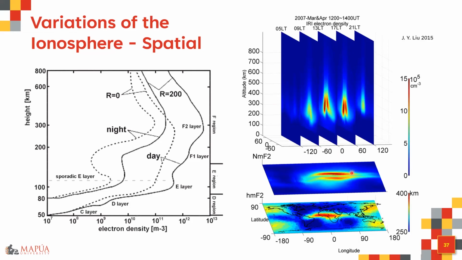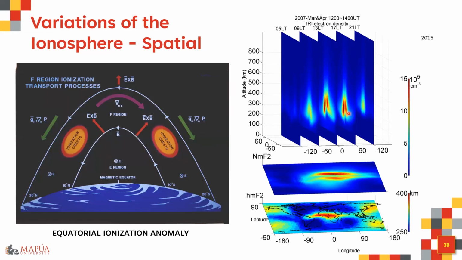What you can also notice here is that you have two peak layers here. If you look at the cross section, altitude versus latitude, you can see those peaks in more detail. There are northern and southern crests. We call this the equatorial ionization anomaly. And this is one of the applications of your E cross B drift.